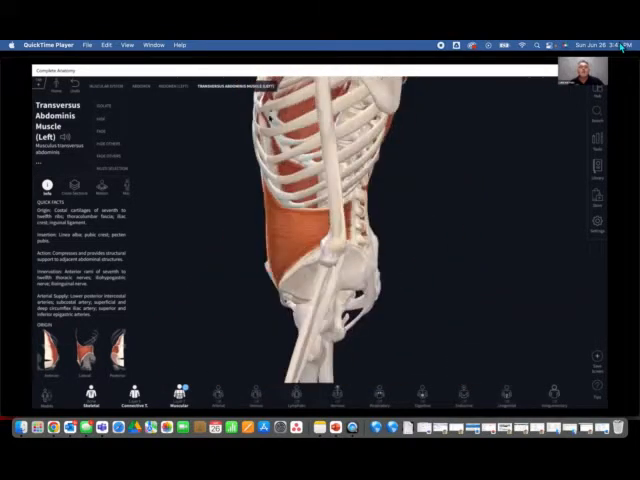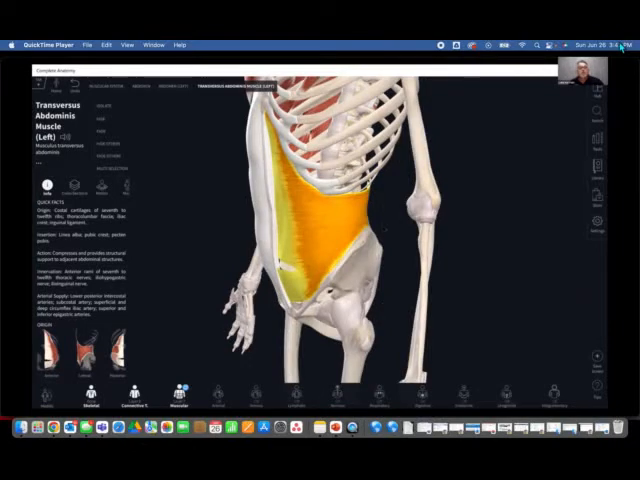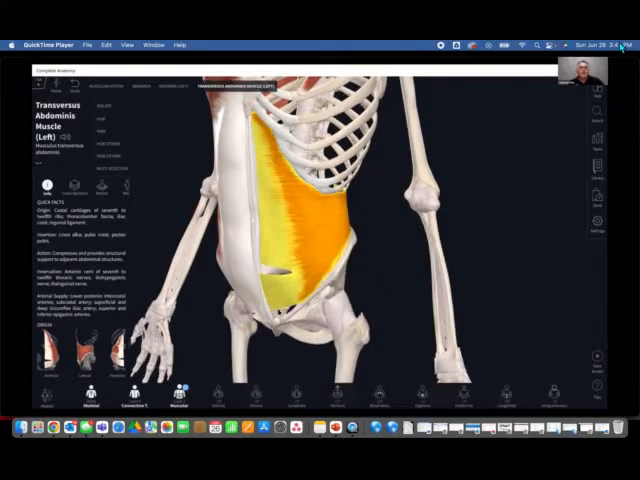So a broad origin. It's going to attach into the linea alba, the pubic crest, and the pecten pubis. So as you can see, all of these structures do a significant job on their attachment to the linea alba.